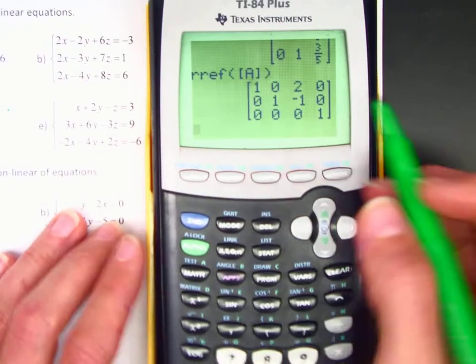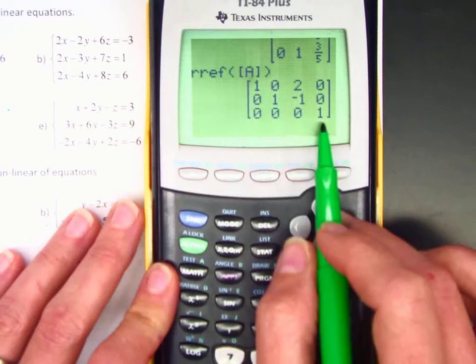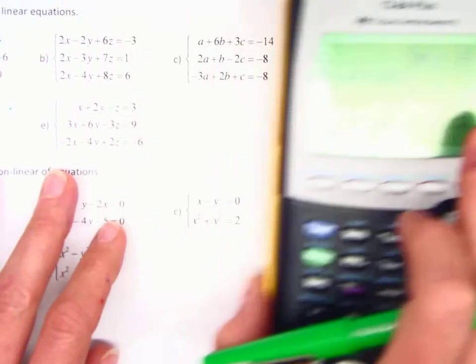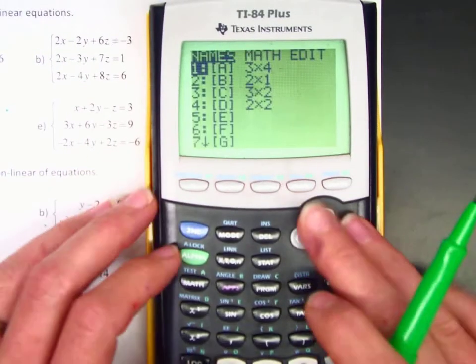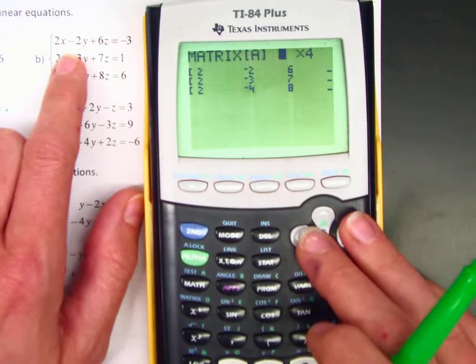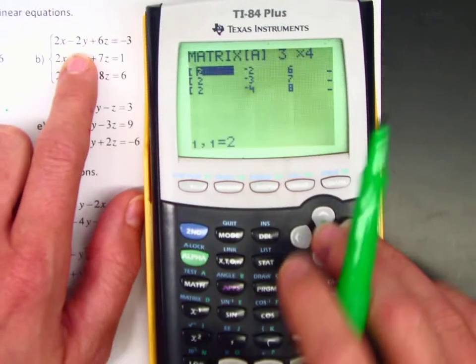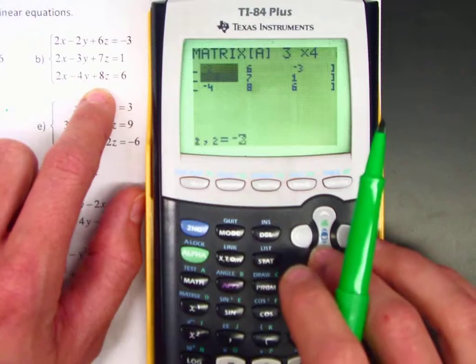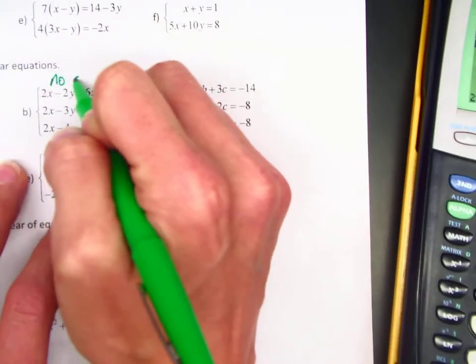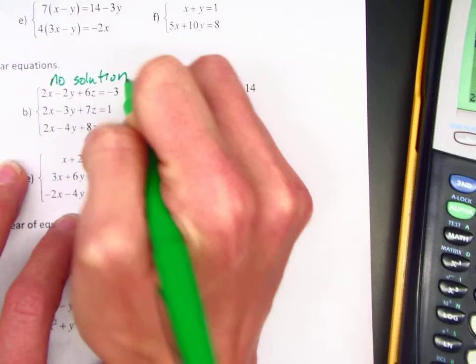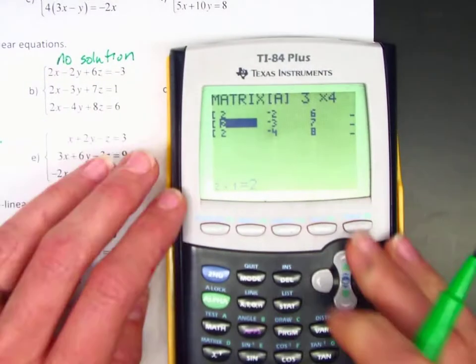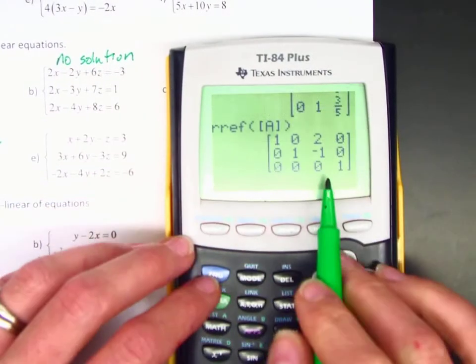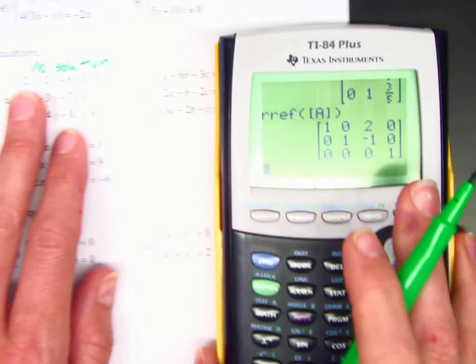So for this one, notice this last row is 0 equals 1. Once you have that, you can say no solution. I just want to check and make sure I have my numbers right. 2, negative 2, 6, negative 3, 1, 6, positive 7, positive 8, negative 3, negative 4, 2, 2, yep. So for B, this is no solution, because that last row, 0 equals 1, is never going to be possible.